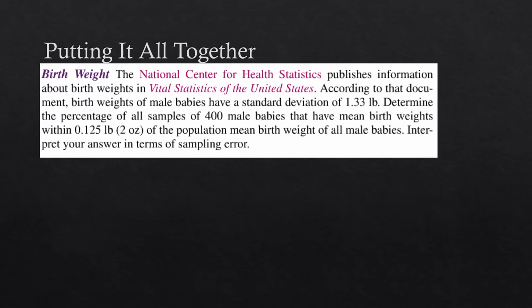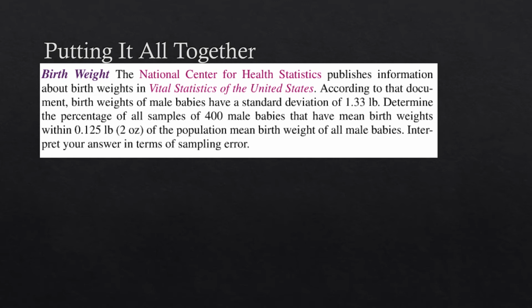According to the document, birth weights of male babies have a standard deviation of 1.33 pounds. Determine the percentage of all samples of 400 male babies that have birth weights within 0.125 pounds of the population mean. Interpret your answers in terms of sampling error.